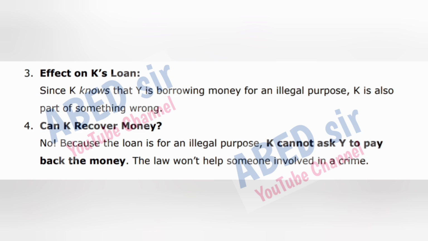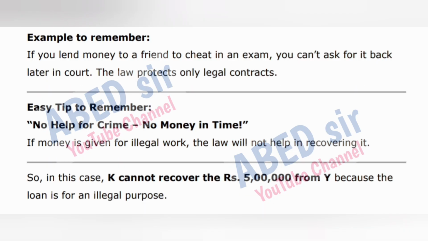4. Can K recover money? No. Because the loan is for an illegal purpose, K cannot ask Y to pay back the money. The law won't help someone involved in a crime. Example to remember. If you lend money to a friend to cheat in an exam, you can't ask for it back later in court. The law protects only legal contracts.